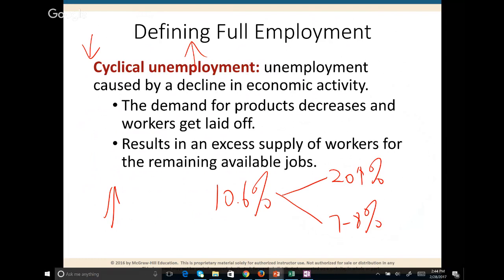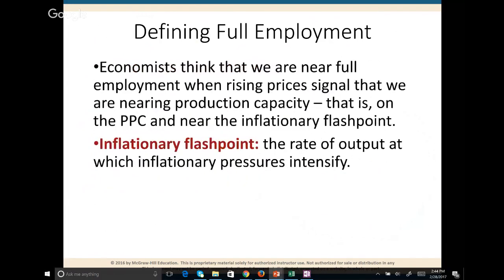Now, today the economy is better. If you look at the unemployment rate in Michigan, it's much lower compared to before.